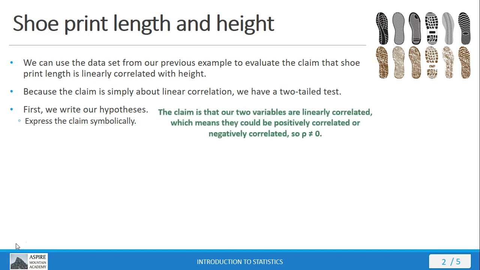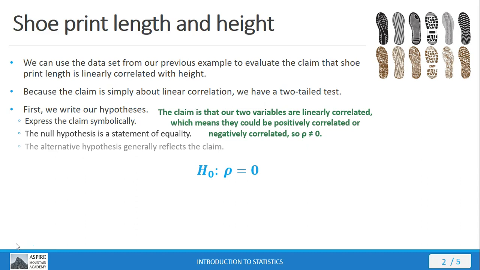The claim is that we have linear correlation, which means they could be positively correlated or negatively correlated. So rho is not equal to 0. The population linear correlation coefficient is not equal to 0. The null hypothesis is always a statement of equality, so we write that out: rho equals 0.